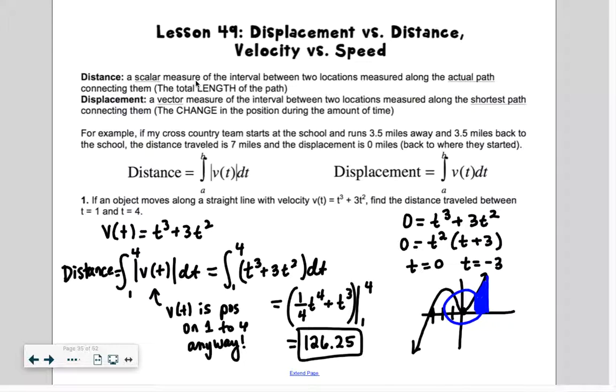Wait, why is it 0.25? Oh, did I say 0.25? I think in my head I said that, but you get a bonus point.